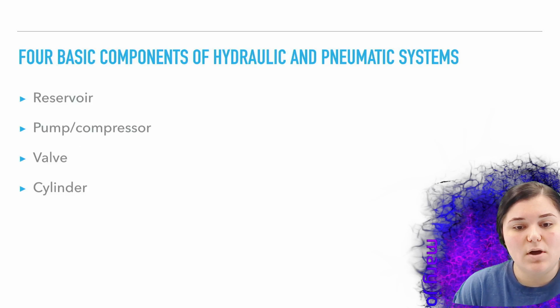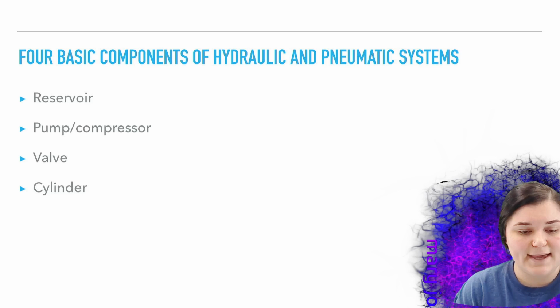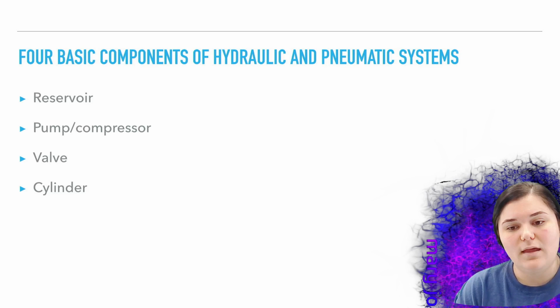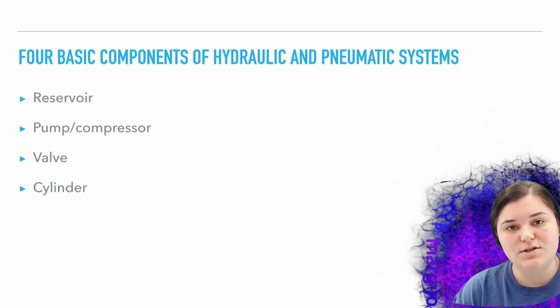Four basic components of hydraulic and pneumatic systems. The first one is a reservoir, which we already know is where the oil or gas is kept. Number two would be the pump or compressor. That's what pushes the substance through the system. Valves are what we would use to adjust system parameters and pressure. Cylinders play a role in how much pressure and force we can exert on a system.